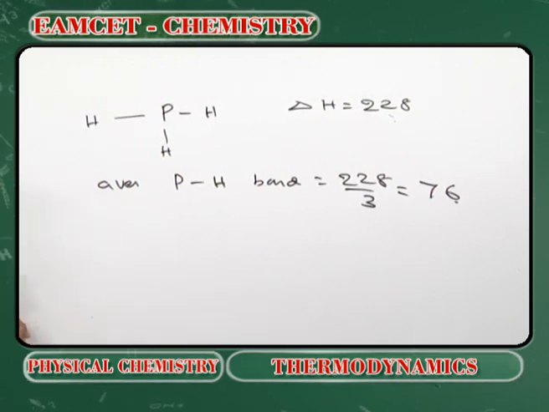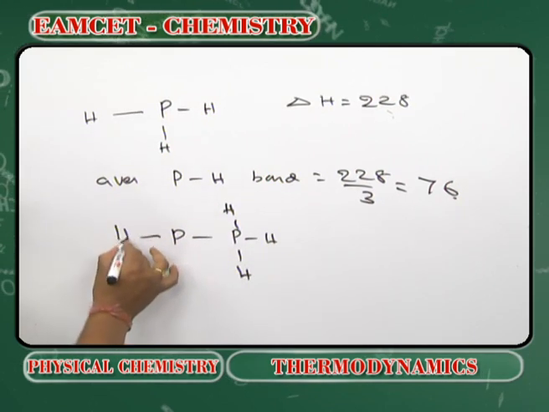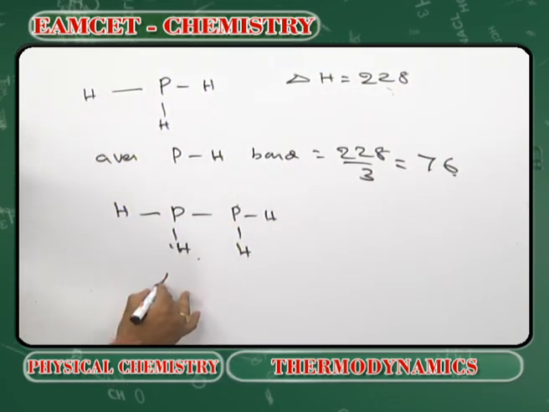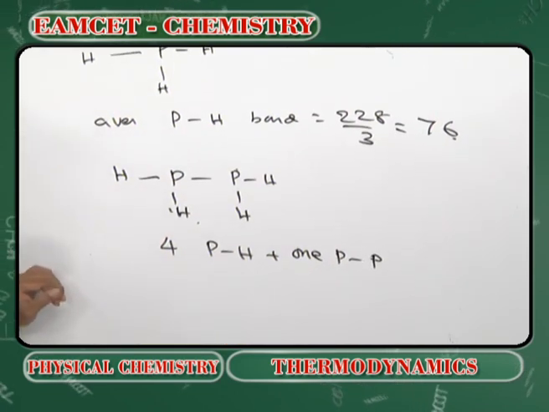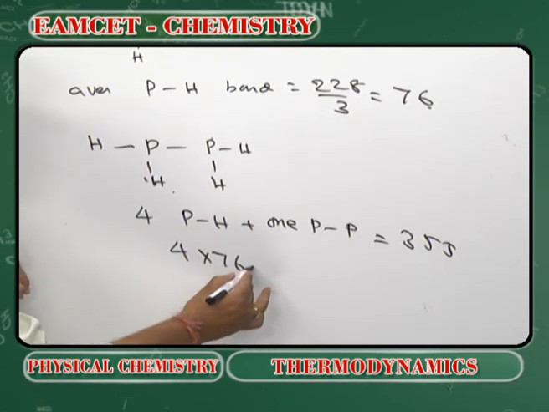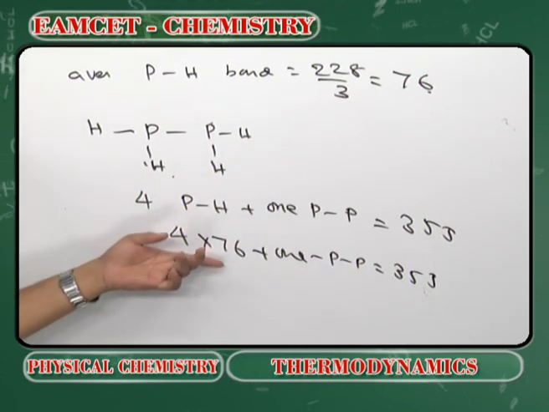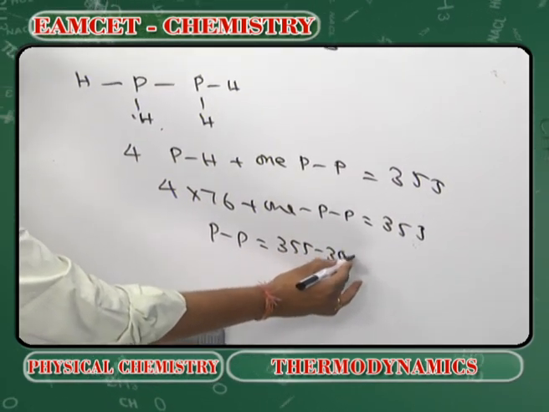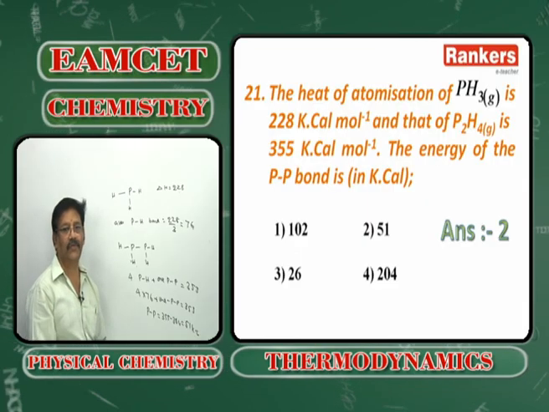Now coming to P2H4. In P2H4 we have 4 PH bonds. 4 PH bonds plus 1 PP bond is equal to 355. So 4 into 76 is 304, plus 1 PP bond equals 355. What is the PP bond energy? 355 minus 304 is equal to 51 kilocalories. Next. Thank you very much. We will continue in the next class.